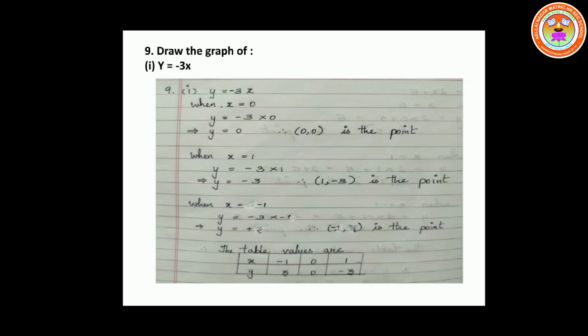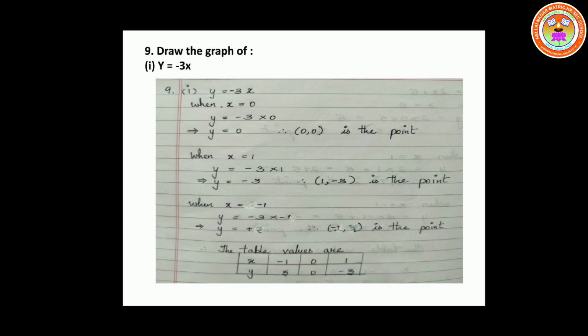Next, when I take x is equal to minus 1, you get the value as minus 3 into minus 1, that becomes 3. Therefore the answer is minus 1 comma 3, the point for the third one. So I have just put a table. The table values are the x and y values I have written. When x is minus 1, the y value is 3. When x is 0, the y value is 0. When x is 1, the y is minus 3. So just remember the table values. The table values alone we are going to use to plot the graph.